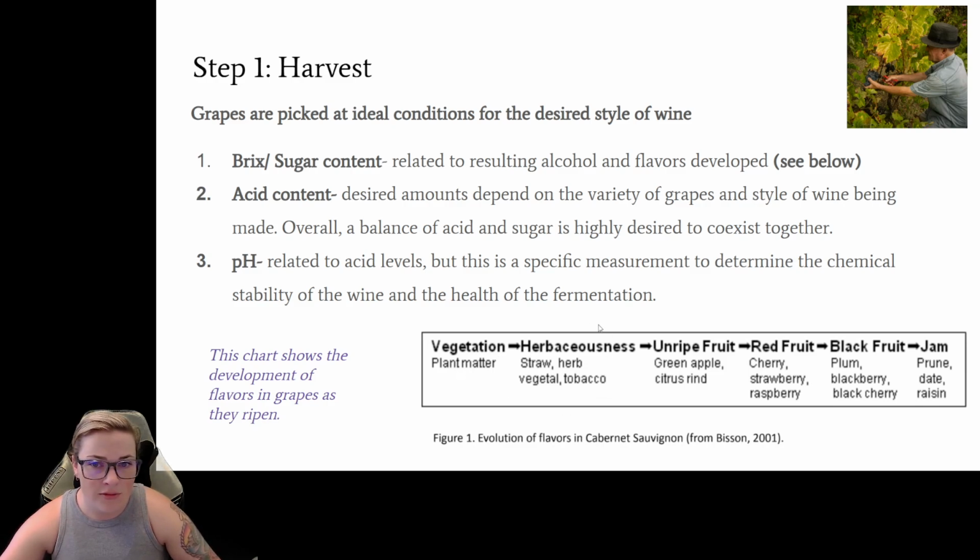So if you pick your grapes too early, you're going to have vegetation flavors. Then that kind of evolves into herbaceousness. So straw, herb, still vegetal, tobacco. And then you just go generally into unripe fruit. So it could be green apple and citrus rind, but you're still not going to have a lot of sugar. Here you're going to have just really, really high acid. Then we move into our fruits. So you have red fruit, then black fruit, and then jam finally. So depending on when you pick your grape varieties, that was the evolution of flavors that was seen specifically for Cabernet Sauvignon in this study, right? So depending on when they picked that cab, those were the flavors that were present.